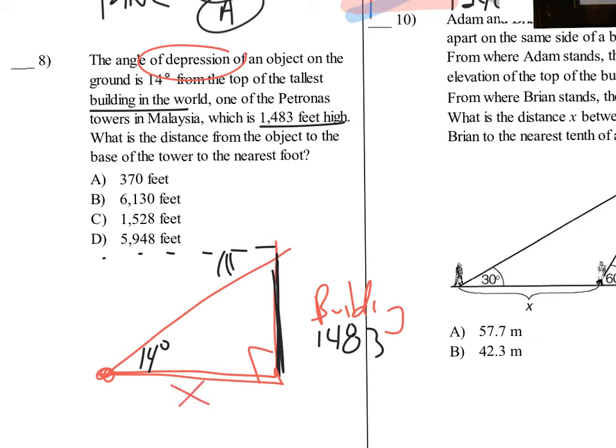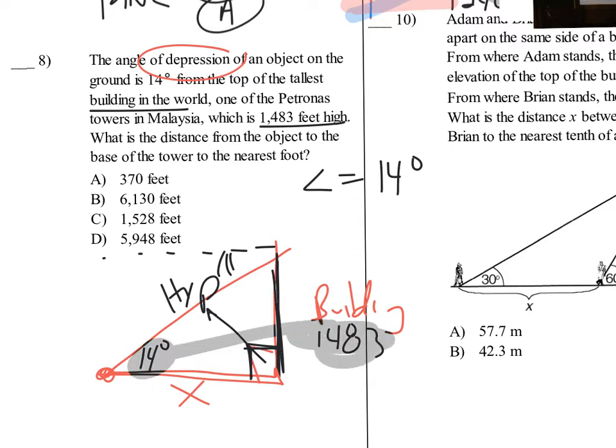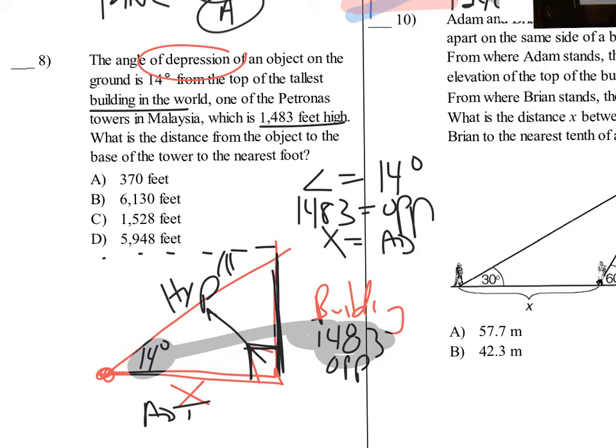So there's my x. So here my angle is going to be 14 degrees. I label my picture, so I have the hypotenuse. Here, since the angle is 14 degrees, the 1,483 is opposite. And then that makes the x the adjacent. So here I have opposite and adjacent. This is going to be an example of the TOA, or the tangent rule.